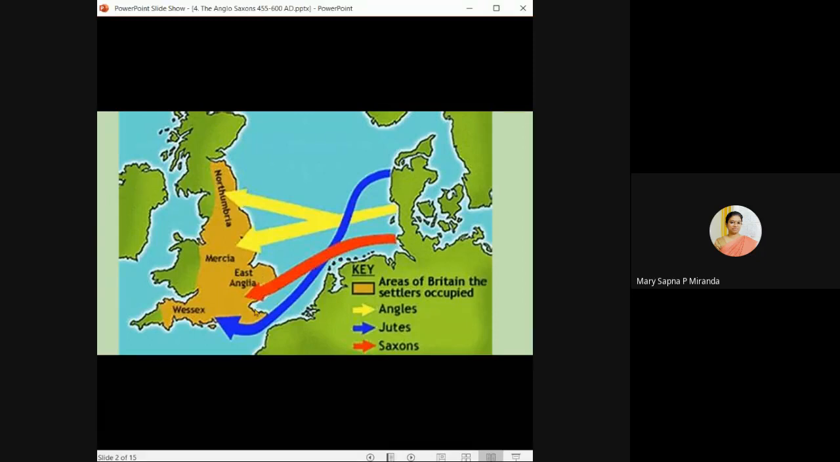We'll be looking into details of the kingdoms in which they settled, or rather the places where they settled, and they named the kingdoms based on their beliefs, based on their names. We'll have a look at that. Then you have this yellow line showing the direction in which the Angles settled, and the red line is the direction from which the Saxons came and settled. Saxons settled in the southern region of England. The Angles settled in the northern region. And one little corner of the south was occupied by the Jutes. So the Jutes did not have a very big kingdom.